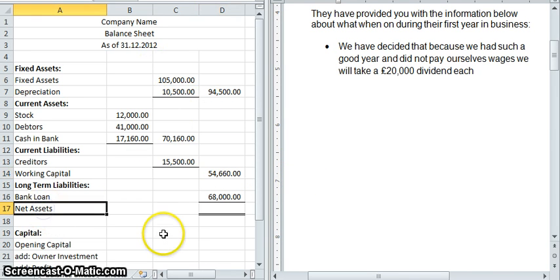Finally, we have something called our net assets. If you recall back from our earlier presentation of why a balance sheet is called a balance sheet, when we were looking at a picture of scales, we said that all of your assets minus all of your liabilities had to equal your owner's capital.